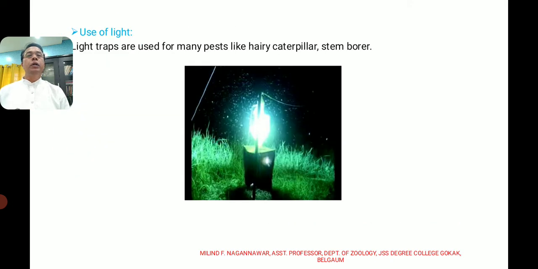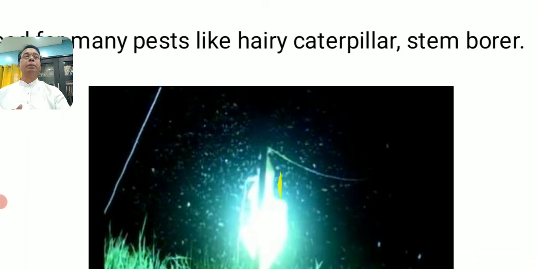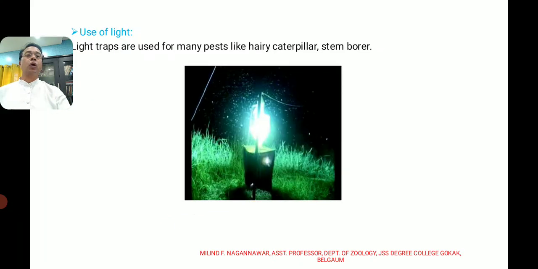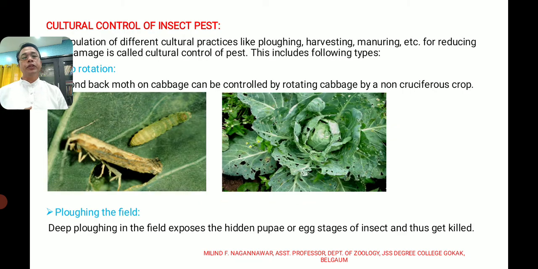That is called refrigeration. Now the use of light: light traps are used for many pests like the hairy caterpillar or the stem borer. In the fields during the night, lights are kept, and these lights attract the insects, that is the caterpillars and the stem borers. Once they are attracted towards the light, there is a box below the light, they fall into that box, and they are collected and then destroyed. Those are called the light method of reducing pests.